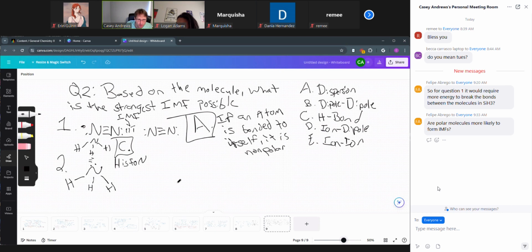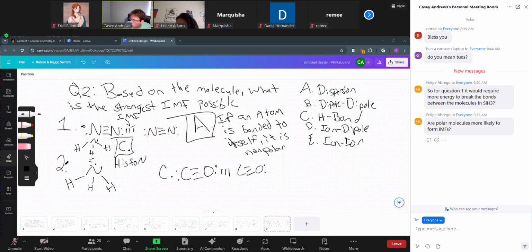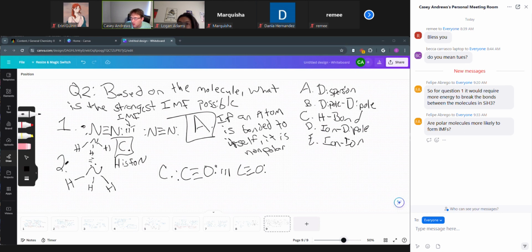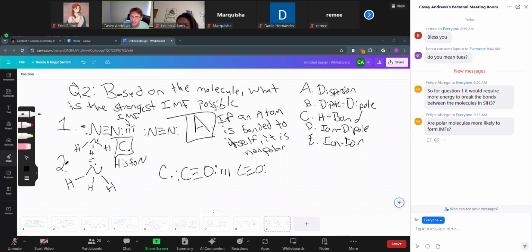All right. Let's go to C. C is carbon monoxide. That's what carbon monoxide looks like. So I want to know, when 2 molecules of carbon monoxide are interacting, what is the strongest type of intermolecular force I could expect to see? A, dispersion, B, dipole-dipole, C, the hydrogen bond, D, ion dipole, or E, ion-ion.